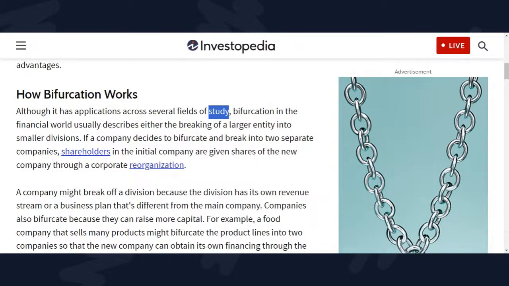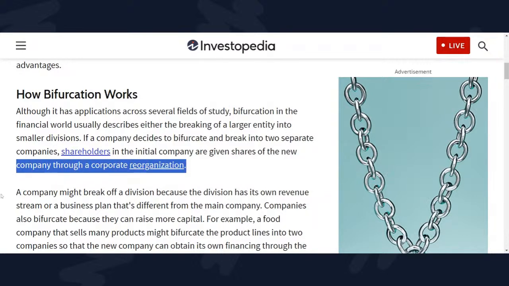Bifurcation in the financial world usually describes the breaking of a larger entity into smaller divisions. If a company decides to bifurcate and break into two separate companies, shareholders in the initial company are given shares of the new company through a corporate reorganization.